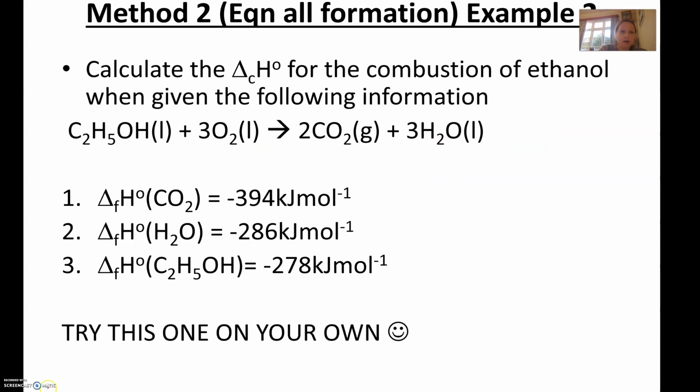Okay. So here's another example. Calculate the enthalpy of combustion of ethanol when given the following information. So you've been given all F's, so you go whoopee, because this means that, I keep saying whippy, what the hell is that?